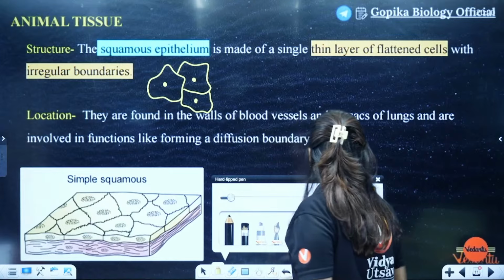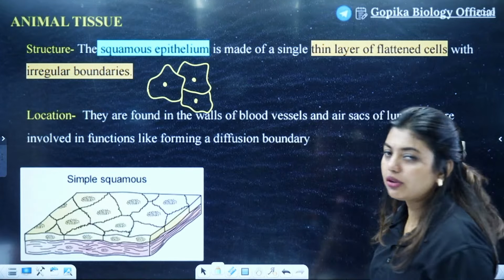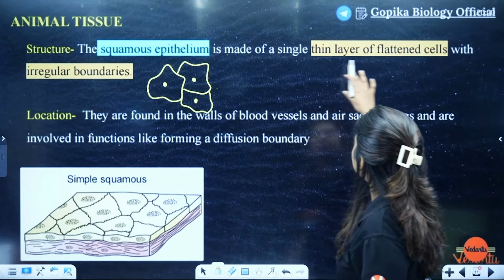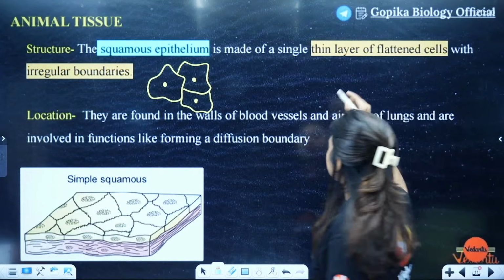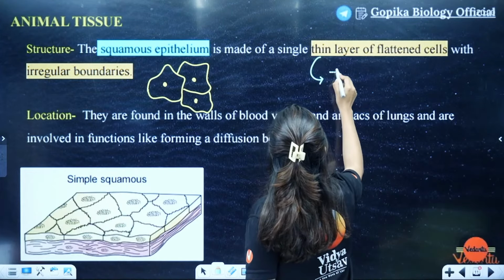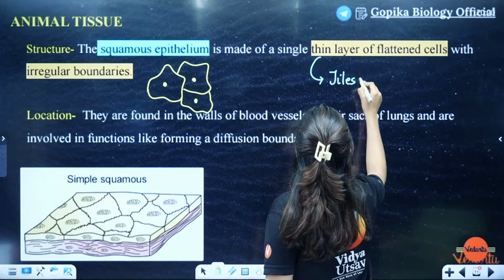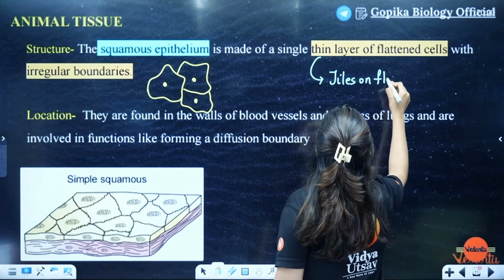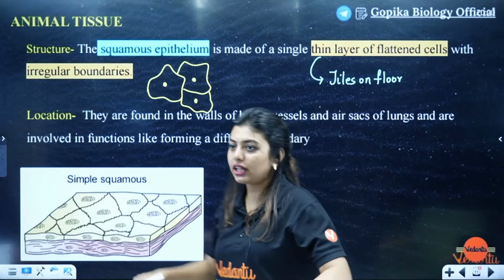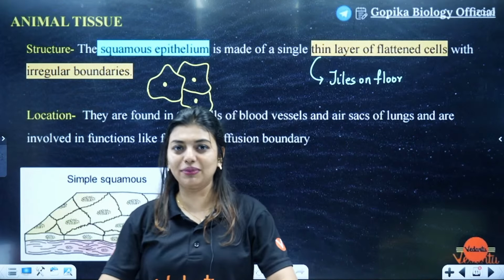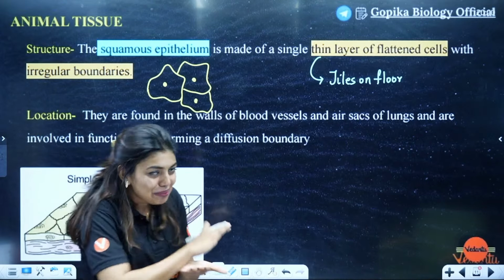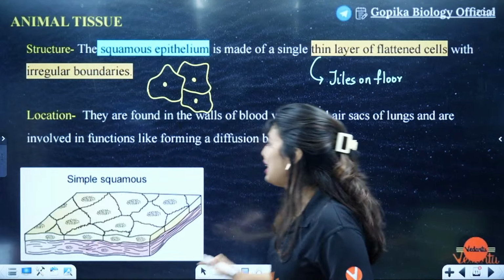Very pokey style diagrams. Irregular boundaries, understood? What are they telling? Thin layer of flattened cells. That is why we call these layers tiles on the floor. Tiles on your floor are not like up and down. You walk like normally, no? Same way, completely flat they will be. Completely flat they will be.